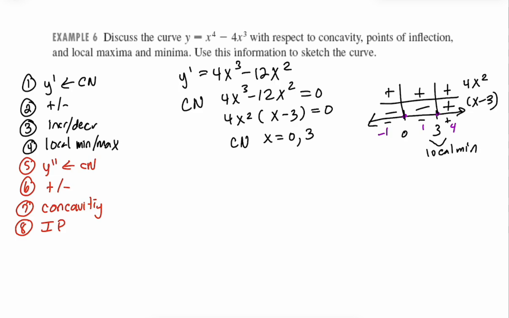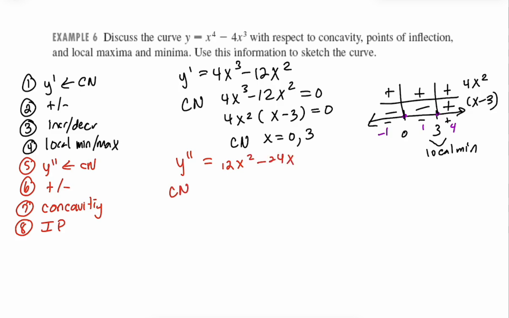So now we have everything we need from our first derivative. So now we're ready to look at our second derivative. If I take my second derivative, just take your first derivative and do it again, that's going to be 12x squared minus 24x.